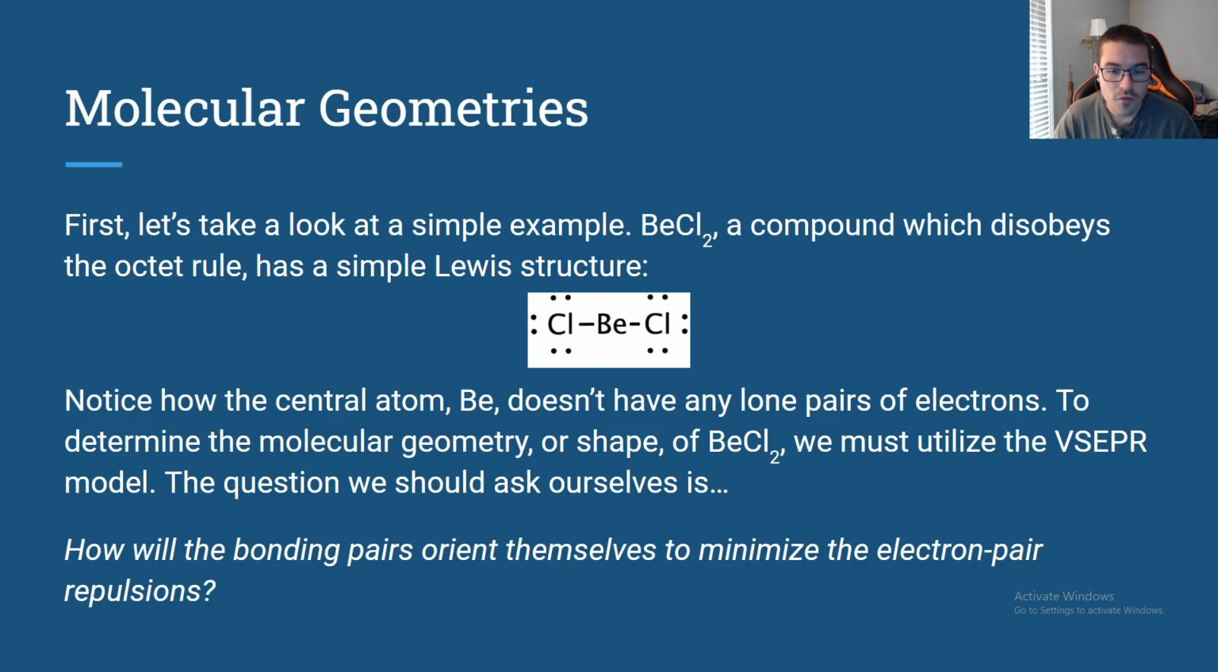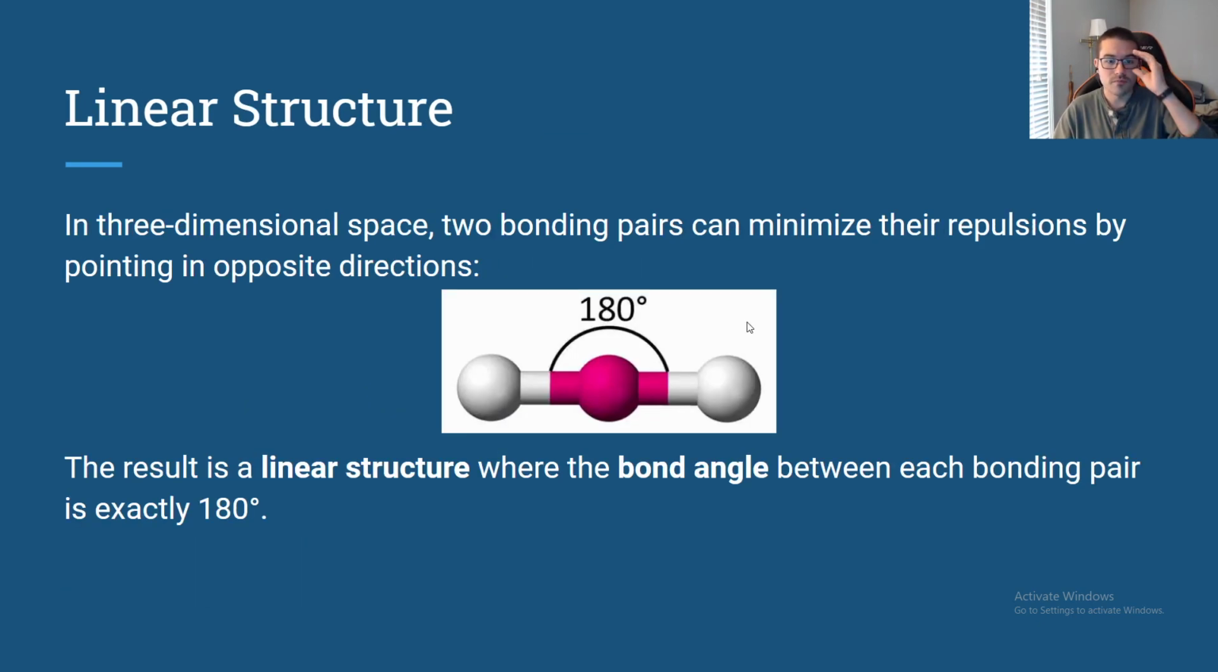Okay, so they're going to arrange themselves. The bonding pairs are going to sort of orient themselves or point in directions so as to minimize the repulsive force. They're going to try to sort of maximize their distance apart from one another, while still being around this central atom. So, in 3-dimensional space, 2 bonding pairs can minimize their repulsions by pointing in opposite directions, okay?